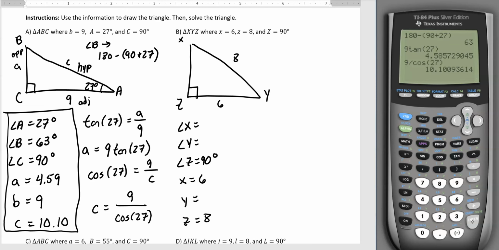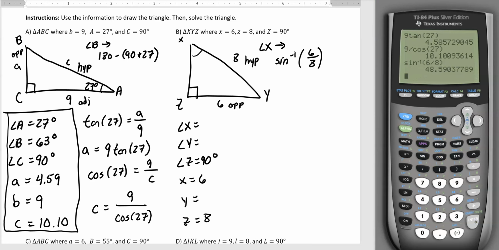All right, so let's do some inverse trig here. If I'm wanting angle x, this would be the opposite and the hypotenuse, so I would do sine. To find angle x, let's do the sine inverse of my opposite 6 over my hypotenuse 8. So second, sine inverse, 6 divided by 8, close parentheses, 48.59 degrees.